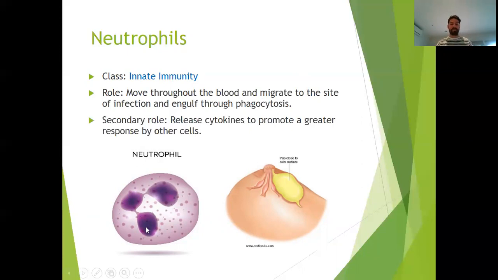And these guys actually work so hard that they die very quickly, and you notice that as pus. So when you've got an infection, say a cut on your finger and it's very pussy, that's because the neutrophils are actually working in that area to try and fight off the pathogen. Then they start to break down and form that pus that we know.